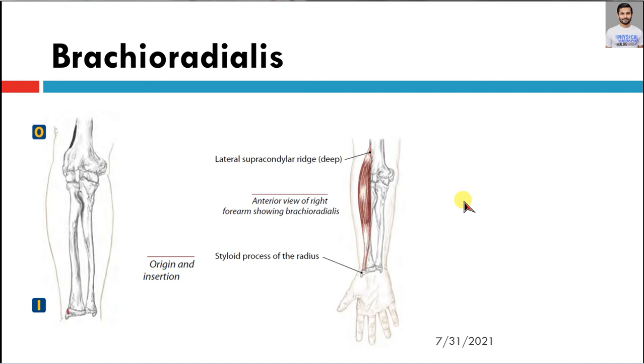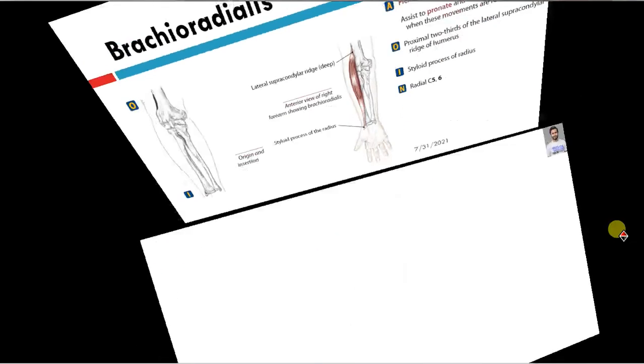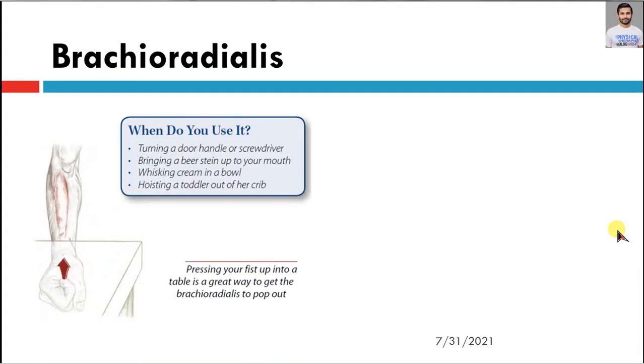Brachioradialis assists again in the flexion of the elbow, but in the mid supinated position. So this is an important muscle when you are turning a door handle or a screwdriver, bringing a beer stein up to your mouth, whisking cream in a bowl, or hoisting a toddler out of the crib.